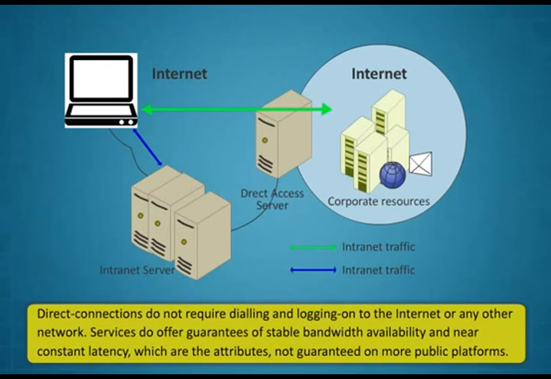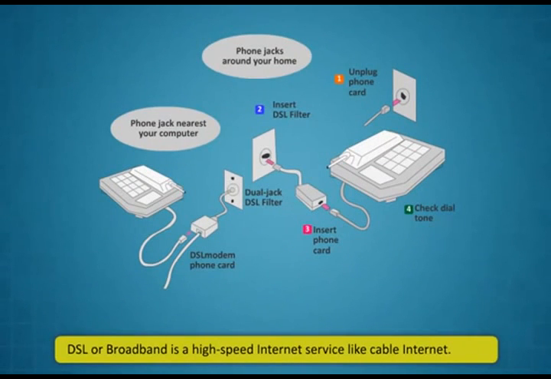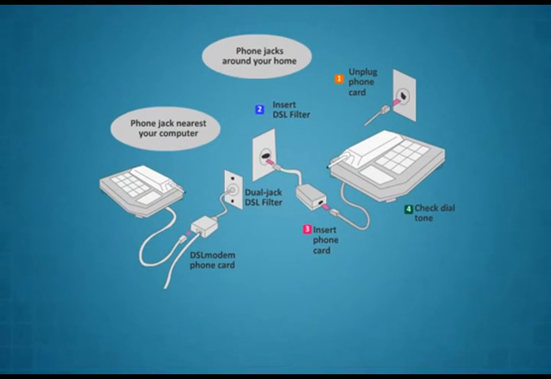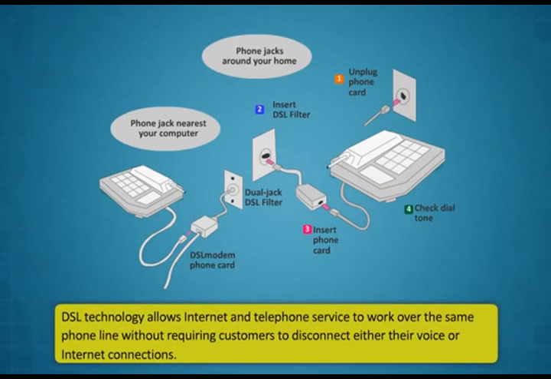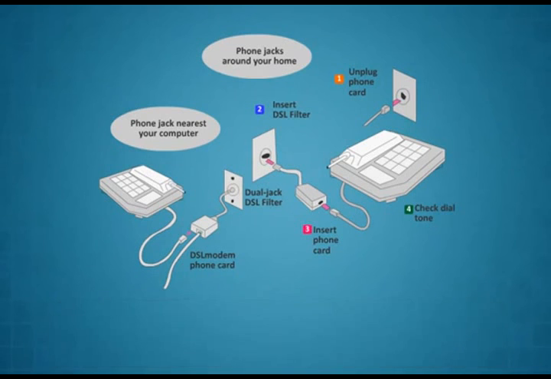Services do offer guarantees of stable bandwidth availability and near constant latency, which are attributes not guaranteed on more public platforms. DSL or broadband is a high-speed internet service like cable internet. DSL technology allows internet and telephone service to work over the same phone line without requiring customers to disconnect either their voice or internet connections.